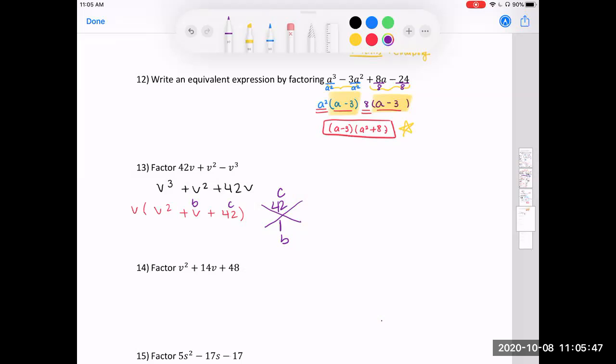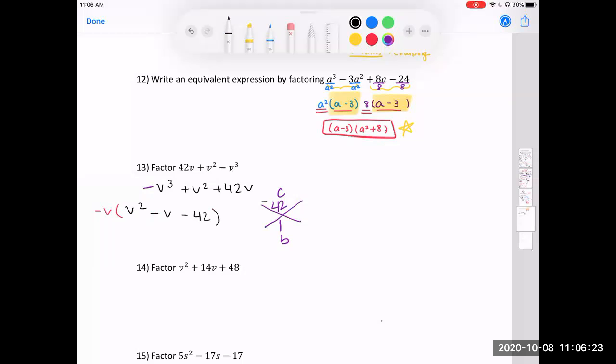Did I write this incorrectly? I did, didn't I? We had a negative b cubed. So let's factor out a negative b so that this is now negative. Let me go back. Okay, let's factor out a negative b. If I factor out a negative b, I end up with b squared, and then there's a sign change for all of these. Minus b minus 42. Okay, now we can factor.